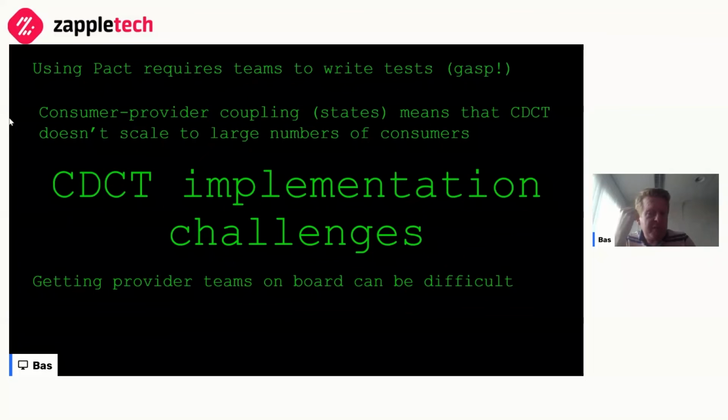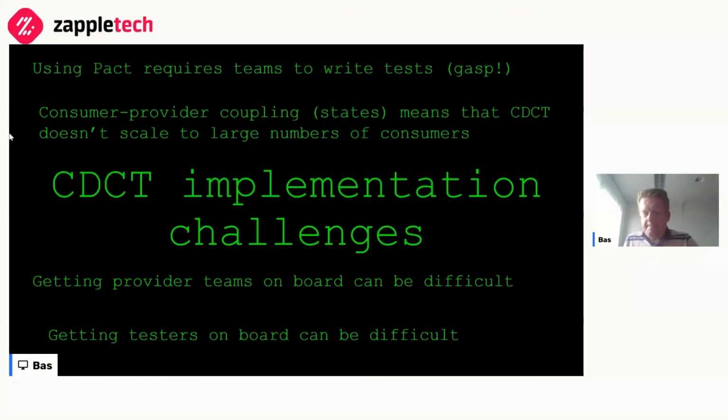Getting provider teams on board can be difficult because it requires a lot of work for them to define all the states and the different contracts, and they may say, I don't want to. So it can be difficult to get provider teams on board and really show them the value of consumer-driven contract testing. And it can also be quite hard to get testers on board because you're really working at the unit test level. It's closely tied to the implementation of the services, which means it can be a little bit harder to get testers on board.